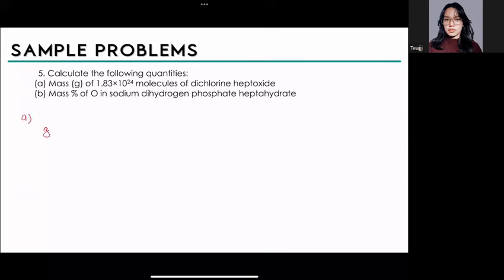We're looking for the mass of dichlorine heptoxide, di ba? Di meaning two, so dalawang chlorine. Heptoxide meaning oxygen, and then the prefix hept meaning 7. So kaya tayo may Cl2O7. So let's start with the given 1.83 times 10 to the 22 molecules.